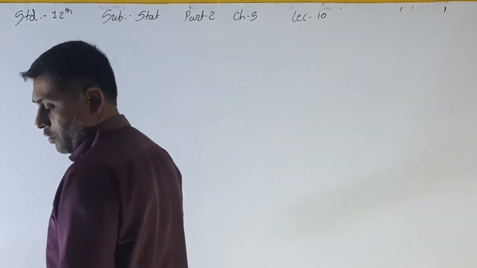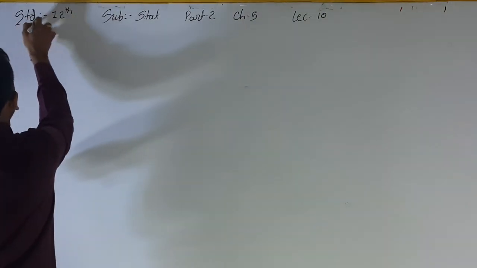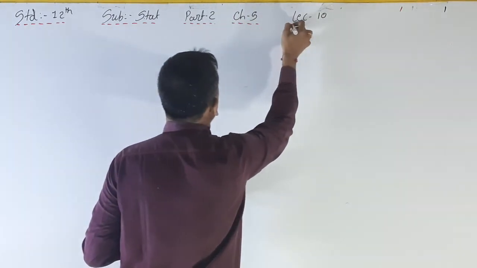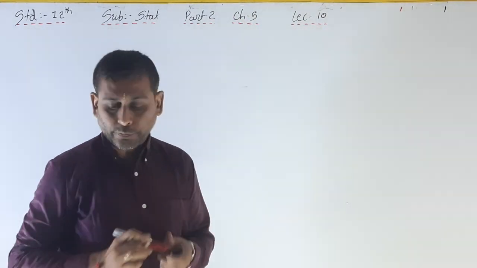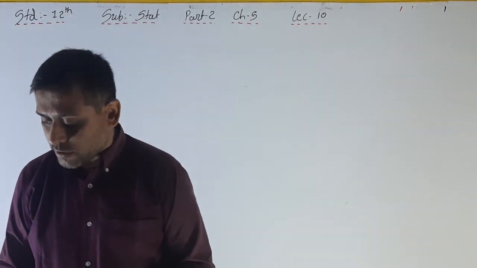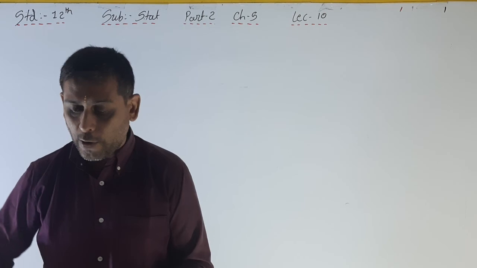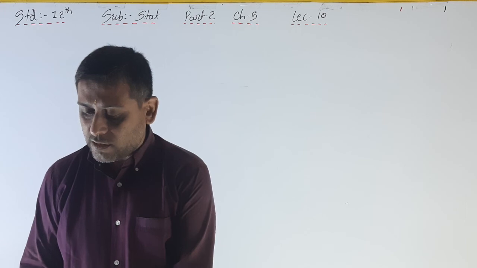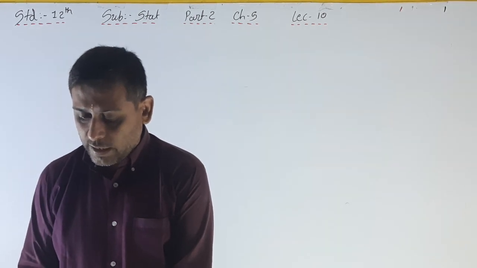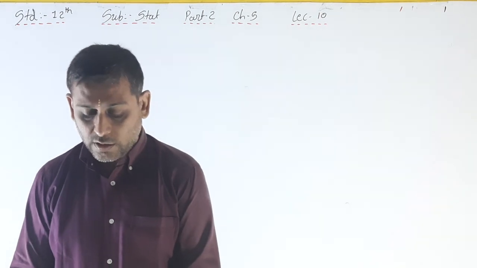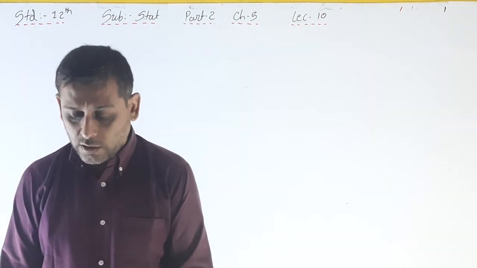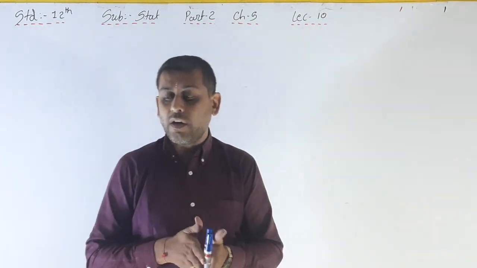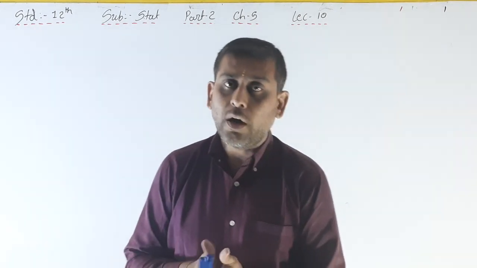This is our 10th lecture of your statistics part 2, chapter number 5, differentiation. We'll start our illustration number 25. I gave you homework of exercise 5, sections B, C and D, some questions of that. Now we'll start our new topic, that is, find the maximum and minimum value of a function.